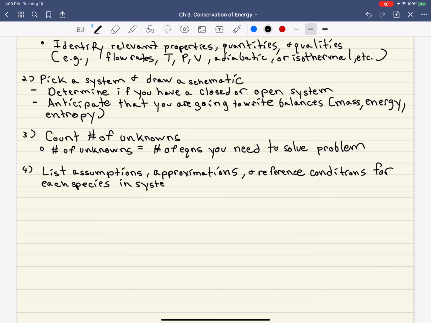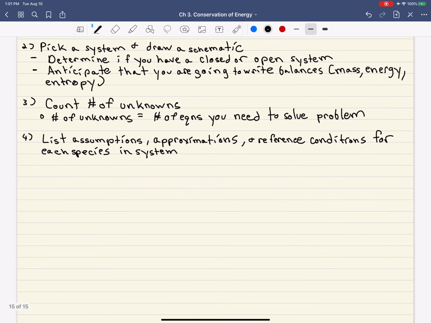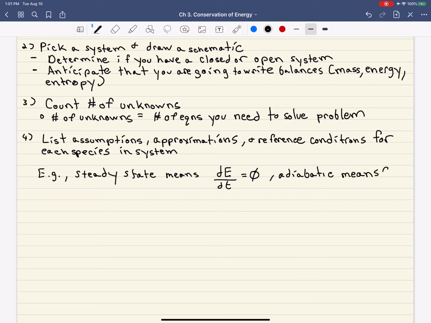Okay? And so some common examples of this are, let's say your system is at steady state. Mathematically, that means that in your energy balance, your dE/dt term is going to be equal to 0. Or let's say that you're told your system is adiabatic. What that means is that the Q dot in your system is going to be equal to 0.